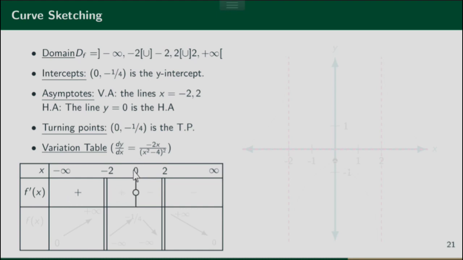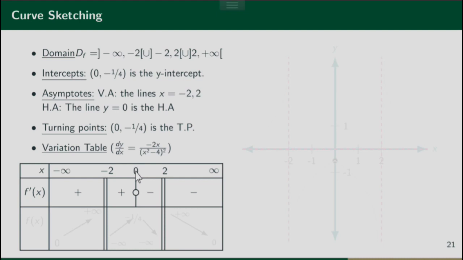Now, at the turning point, I can draw a line and a circle to show that the graph is turning at the point x equals 0. Then I also investigate if the graph is increasing or decreasing between these two sections. So let me take a value between -2 and 0, say -1. If I plug it here, I'll have positive.